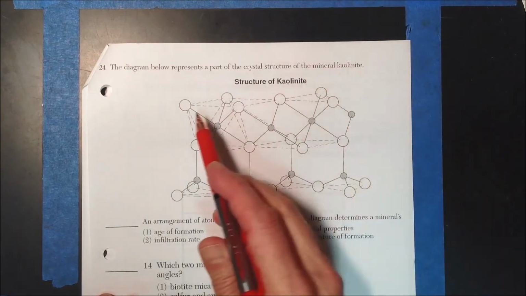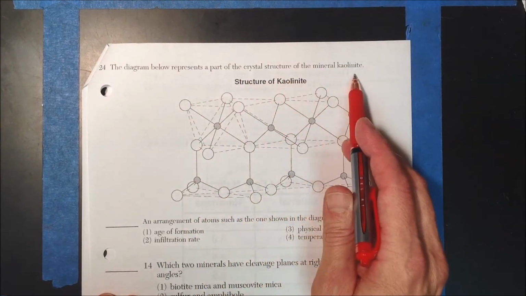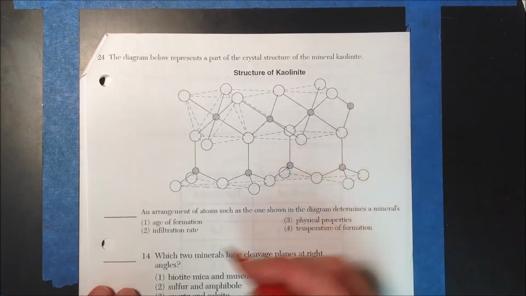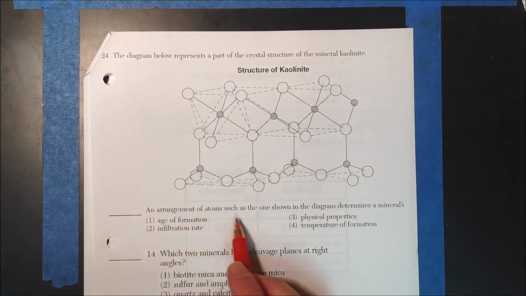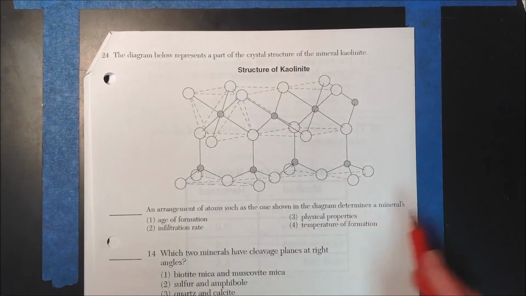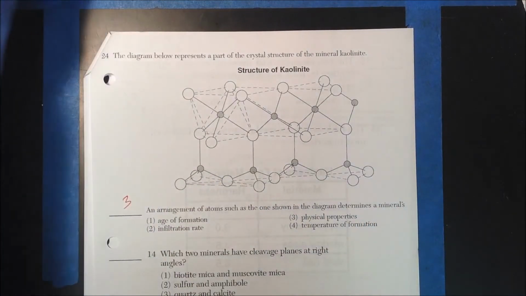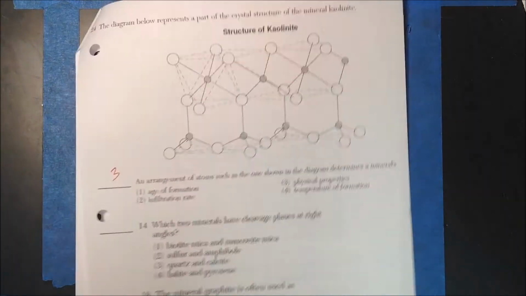24. This represents the crystal structure of the mineral kaolinite. This is the crystal structure, how the actual atoms are bonded together in a mineral. An arrangement of atoms such as the one shown in the diagram determines a mineral's what? And the answer here is 3, physical properties. That's a key point to this whole thing.